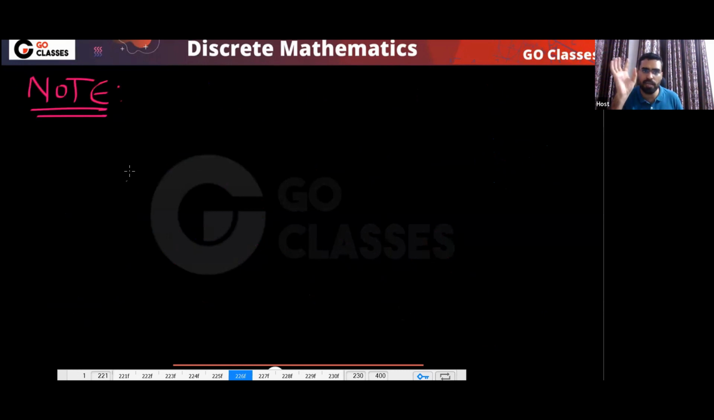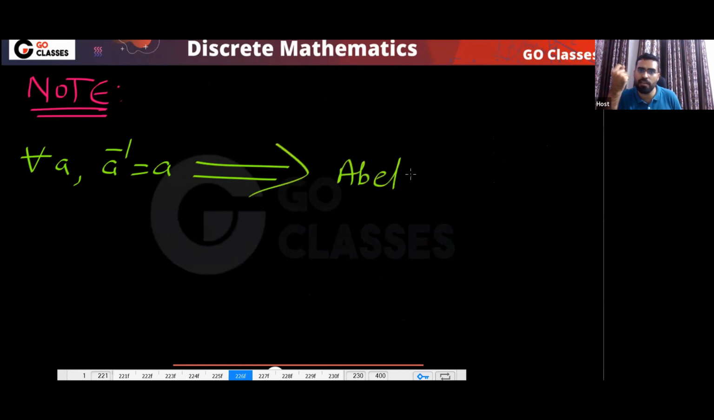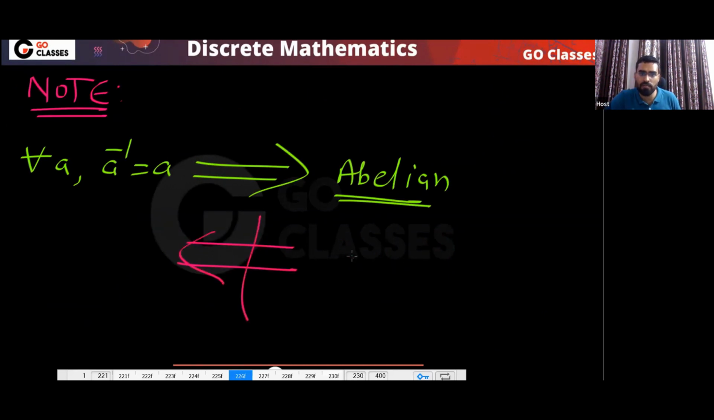Don't learn by heart, because in the GATE exam, they can ask you any new question. So what I'm saying is, if this property happens for all A, if A inverse equal to A, then I can say abelian, right? Yes or no? Agree? Then I can say abelian. But abelian does not mean that this will happen.